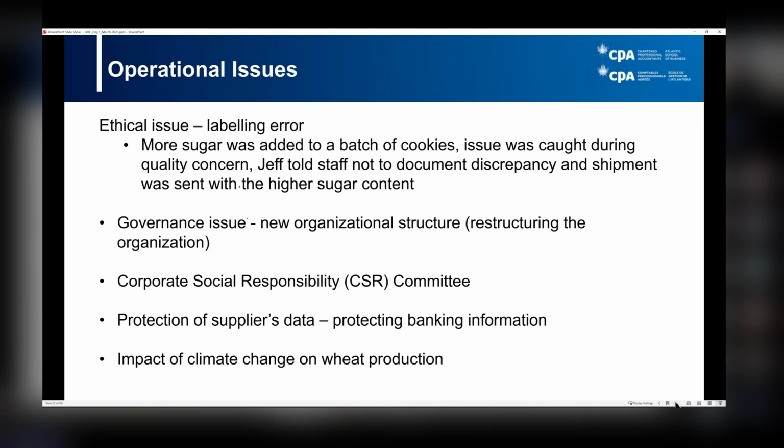The board was thinking of restructuring the organization, so they wanted you to provide some advice around a new organizational structure. They were also looking at implementing a corporate social responsibility committee. They asked for advice around protecting suppliers' data, in particular their banking information. And they wanted mitigation strategies for the impact climate change was having on wheat production. So again, you don't even need to know the specifics. You just need to know what the operational issues were and be on the lookout to see if they still exist in the day one case.